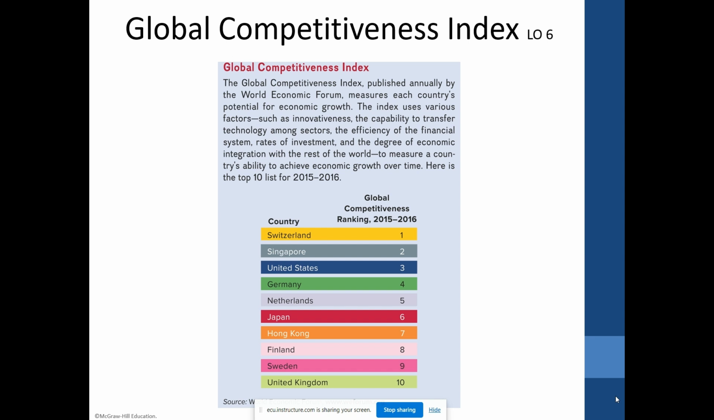The global perspective lists the top 10 countries based on the Global Competitiveness Index. The index uses factors like innovativeness, the capability to transfer technology among sectors, efficiency of the financial system, rates of investment, and the degree of integration with the rest of the world.